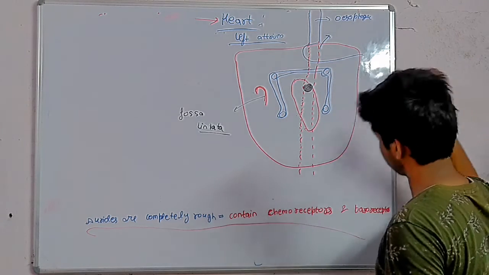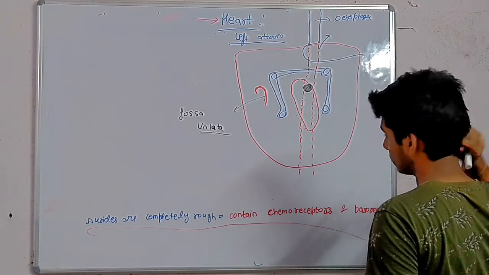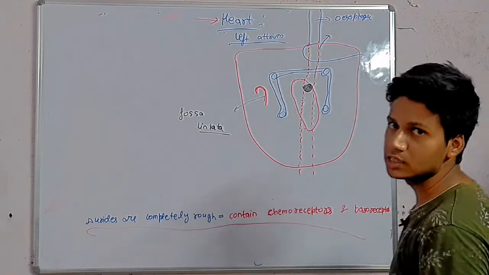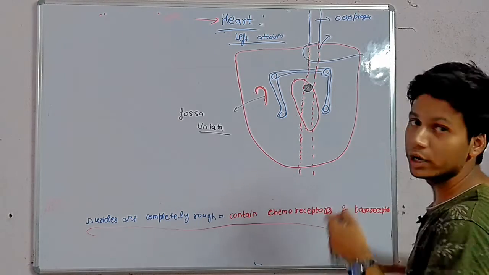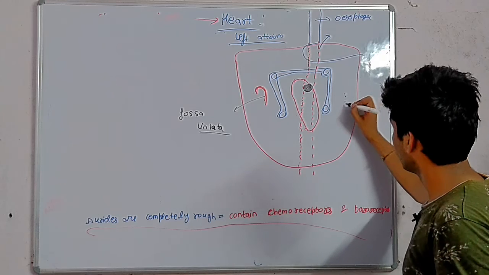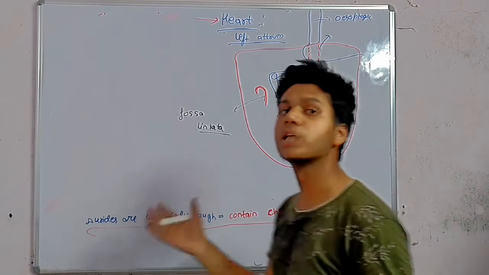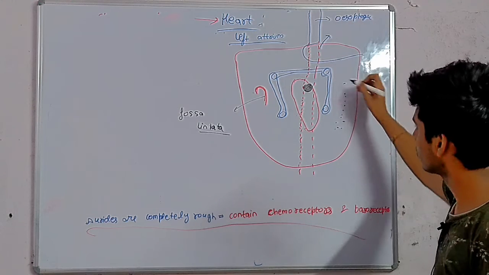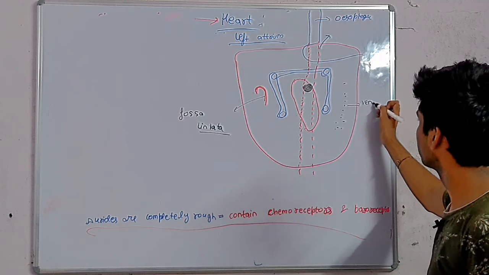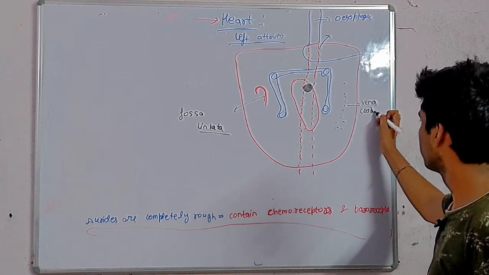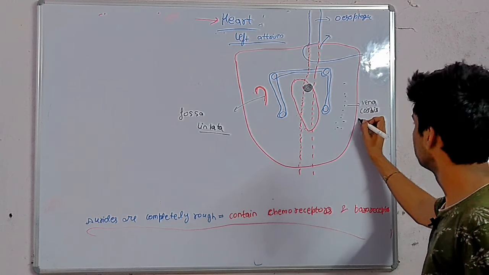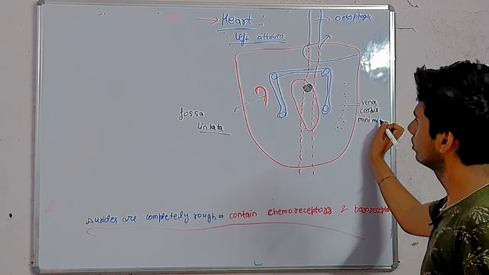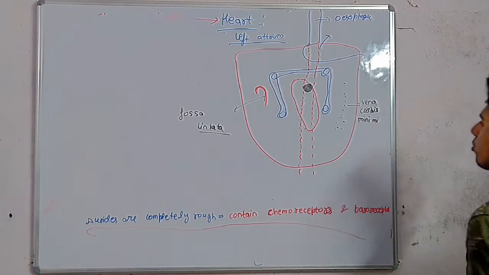Then these are the openings, and there are also some veins present. Some venae cordis veins are also present here. Remember, venae cordis veins are present in all chambers, but the majority are on the right side. Some venae cordis minimae are also present.